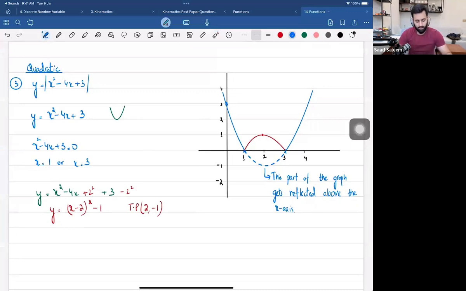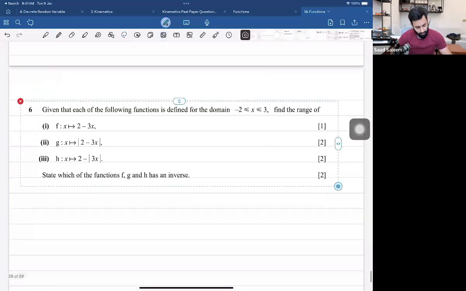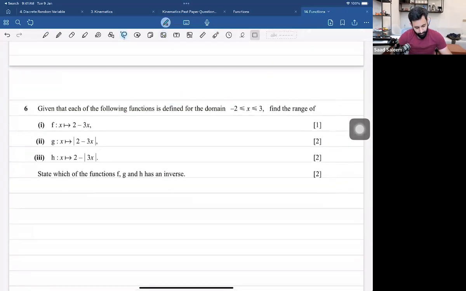So here's a question, which is a mixture of modulus and domain and range. Given that each of the following functions is defined for the domain, x is greater than or equal to -3, less than or equal to 3, find the range of f of x. So the first part is a no-brainer, right? First part is a no-brainer.